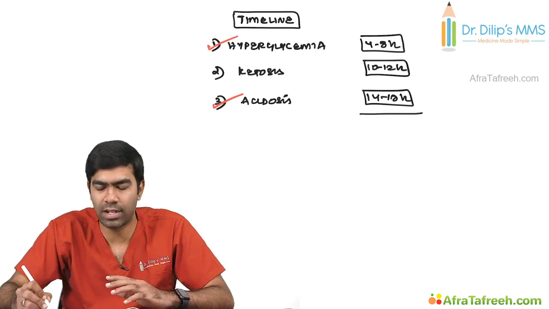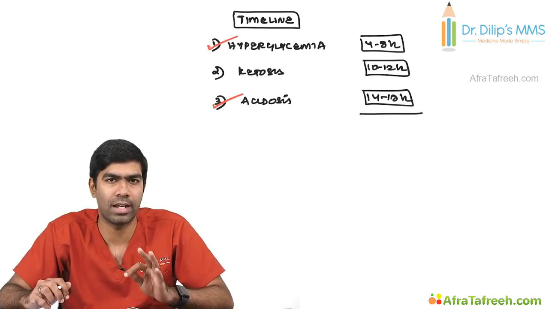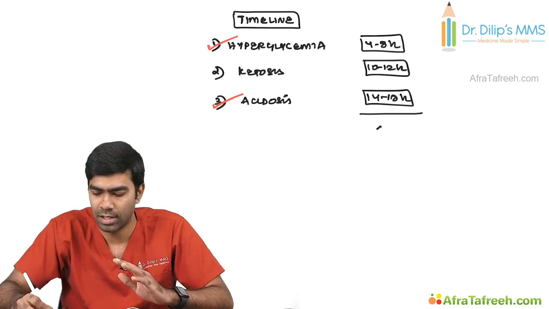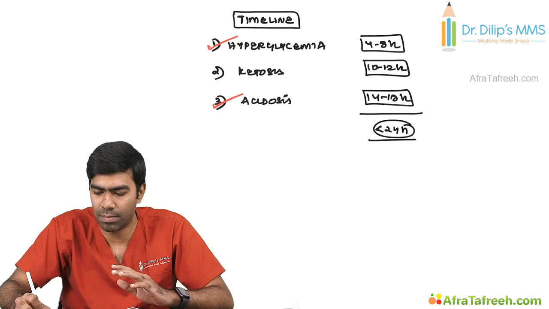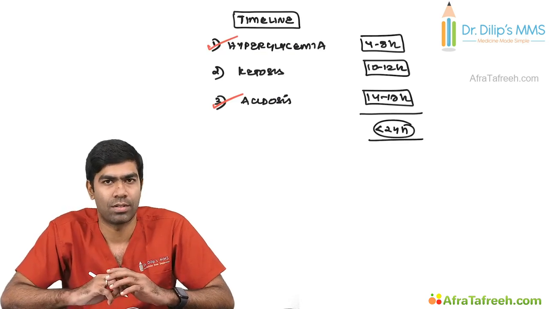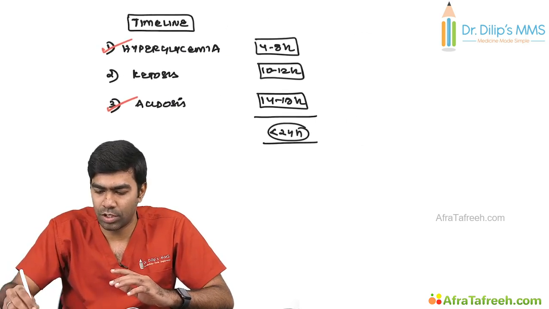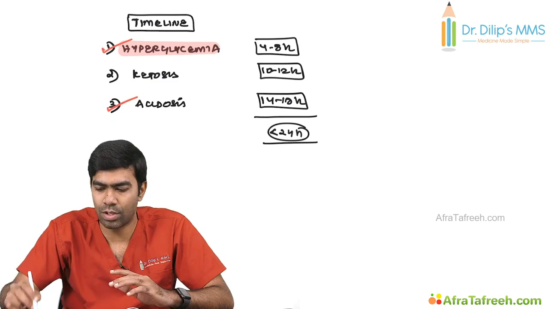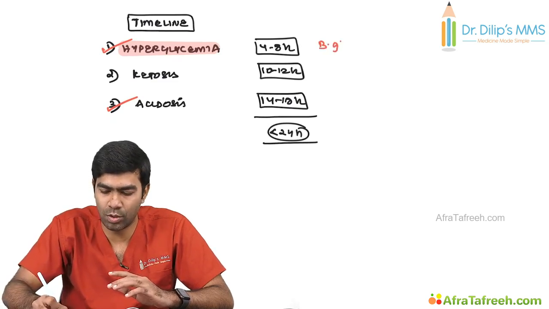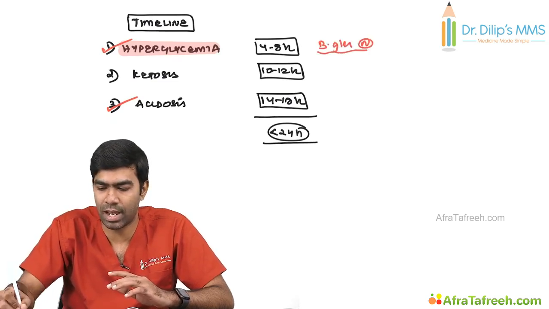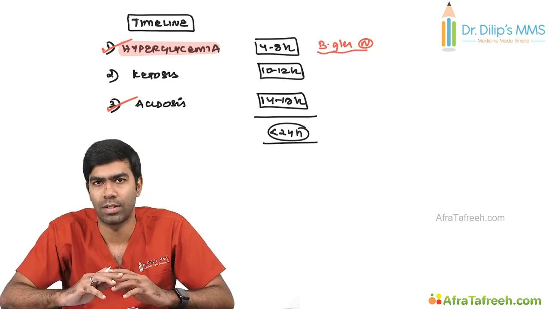But please understand the fact, in a good setting, in a properly treated setting, your DKA will resolve completely within 24 hours. Clear? So why is this timeline important? Because the hyperglycemia is the first to resolve, which means the blood glucose will become normal very rapidly, very fast, within 4 to 8 hours.